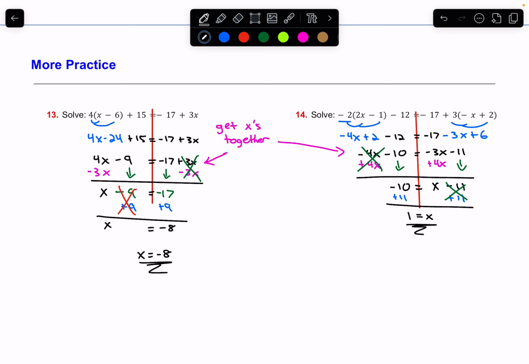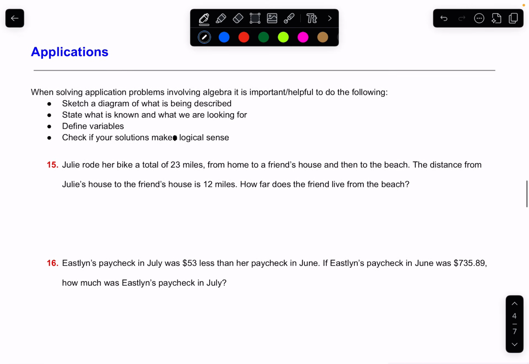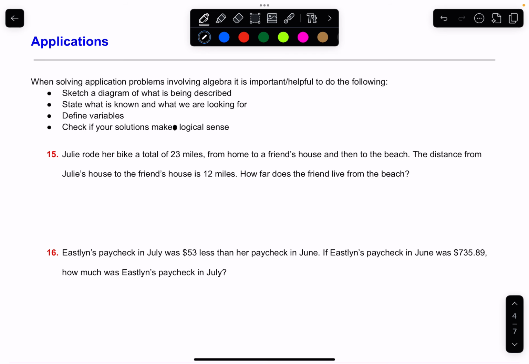Okay, a lot more steps in that one. And that's going to kind of be the theme moving forward. We're just going to make them a little bit harder, couple more steps each time. Okay, quick little applications, and then we'll be done with this video.